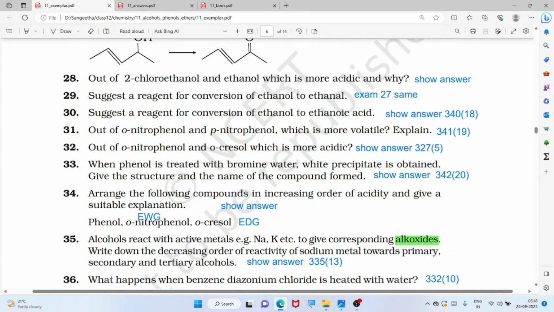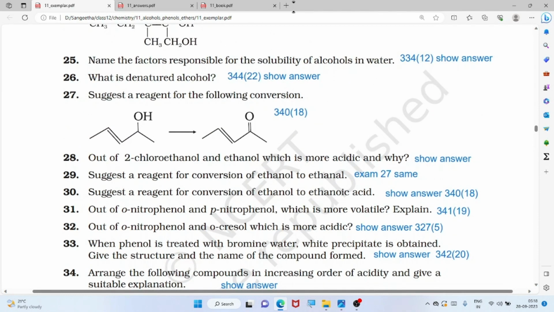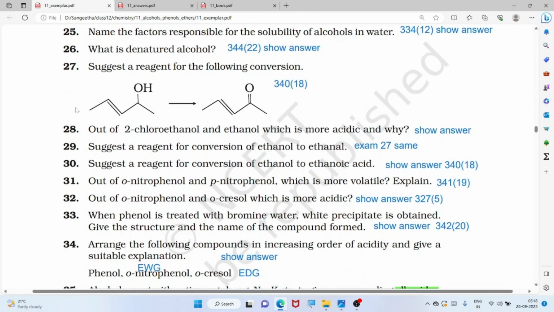Such a conversion of the ethanol alcohol to aldehyde. This is the same as this alcohol to aldehyde. Okay, here.